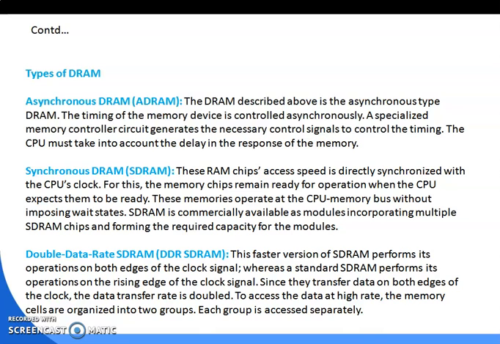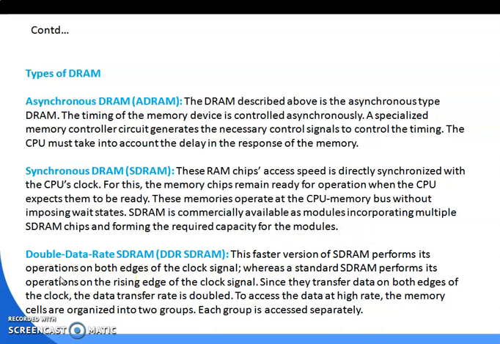Next, these memories operate at the CPU memory bus without imposing wait states. SDRAM is commercially available as modules incorporating multiple SDRAM chips and forming the required capacity for the modules.